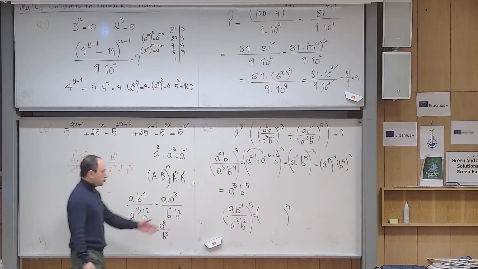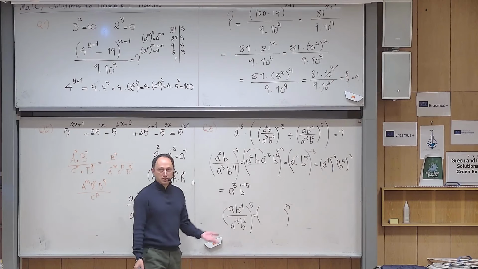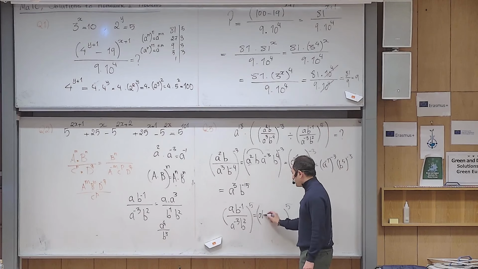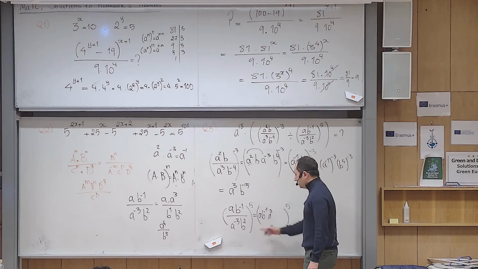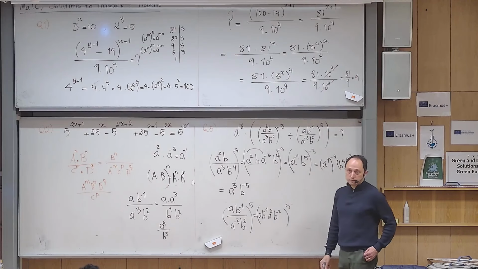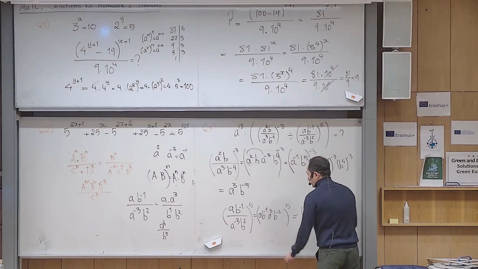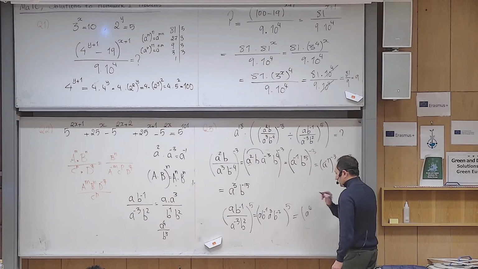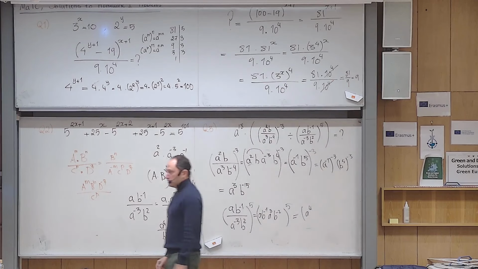But I prefer to bring everything up, no matter if this is negative. So what I do, I keep a there, I keep b minus 1 there, I bring this up, it becomes positive 3, I bring this up, it becomes negative 2. Yes? And now you can combine these two a's. What is the answer? A to power 1, a to power 3 is a to power 4. B to power minus 1, b to power minus 2. Can you tell me what the answer is?